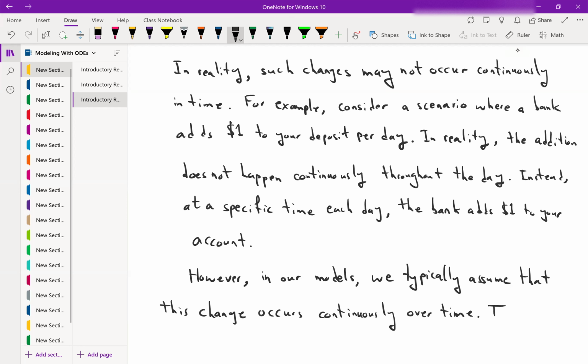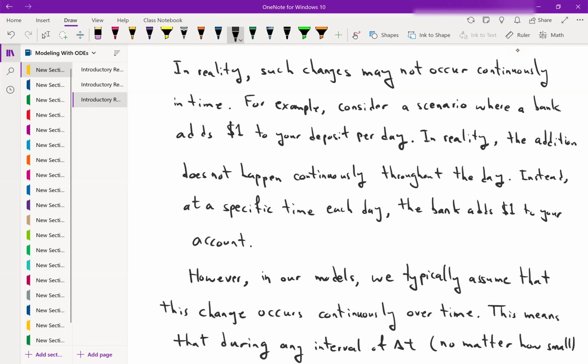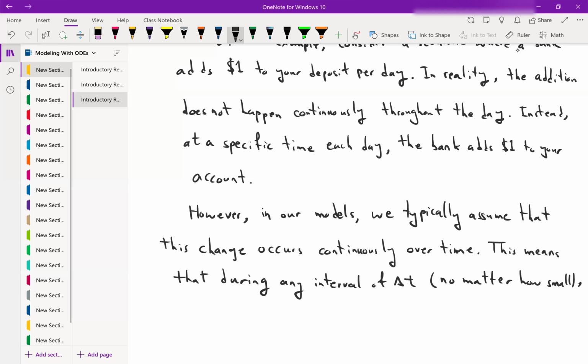So what does this mean? This means that during any interval of delta t, no matter how small delta t is, we make the assumption that the bank adds 1 times delta t dollars to your account.